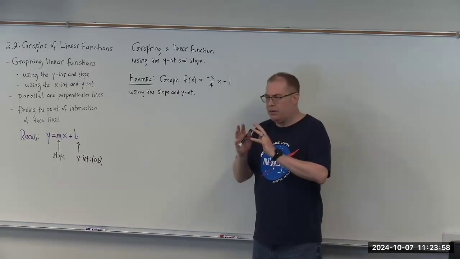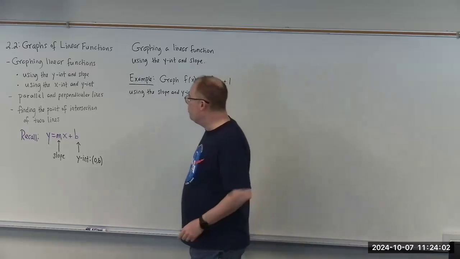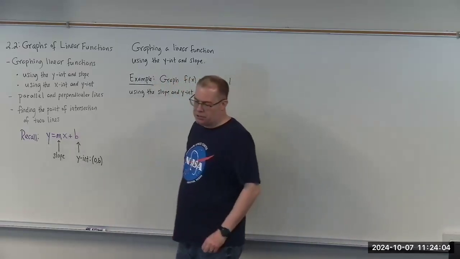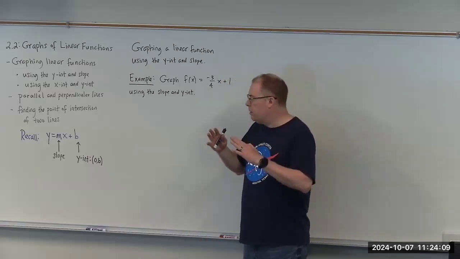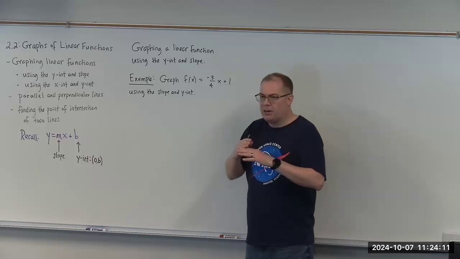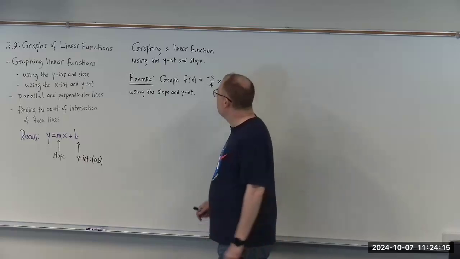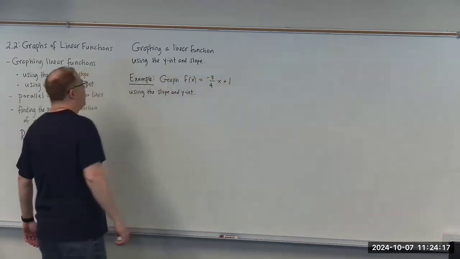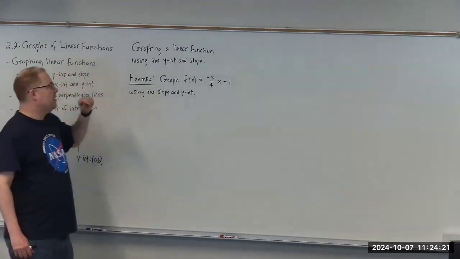And then we'll talk about the conditions for parallel and perpendicular lines. So given the slopes, you can tell whether those two lines are going to be parallel or perpendicular. And then we'll look at how to find the point of intersection of two lines. In other words, given two lines, if they intersect each other, how can we figure out that point of intersection?